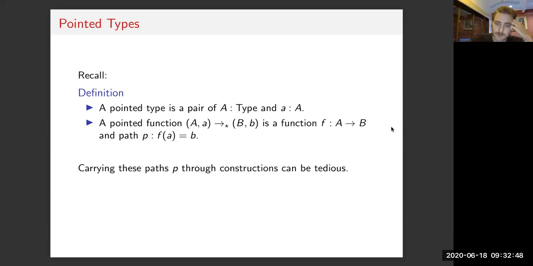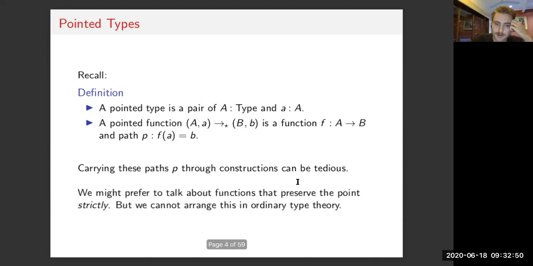What we would really prefer to do is somehow talk about functions between pointed types that preserve the point strictly. But in ordinary homotopy type theory, there's no way for us to specify internally that a function preserves the point strictly. There's no way to talk about judgmental equalities when you're working in the theory.